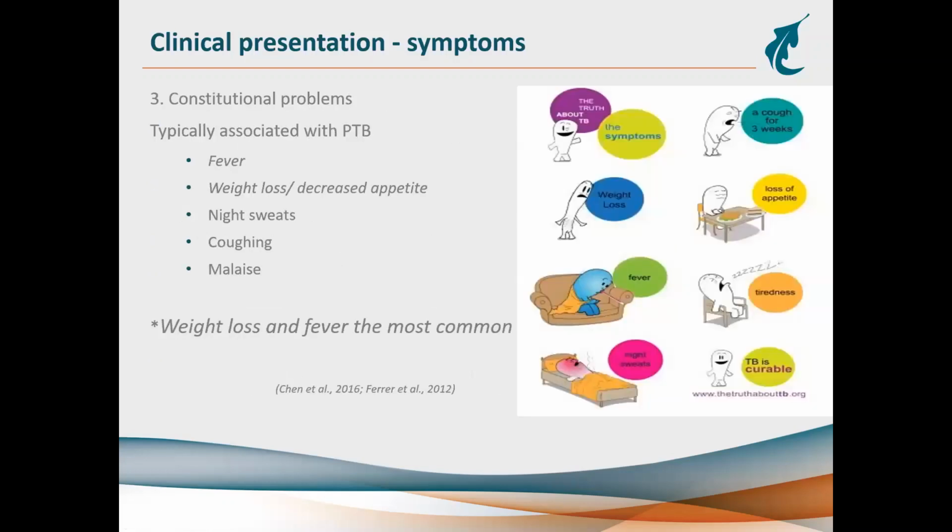And then lastly, the symptoms that the patient might experience are constitutional symptoms. So your usual pulmonary TB symptoms such as fever and weight loss, but those were the 2 most common ones found in the spinal TB, but there might be some night sweats, coughing, and general malaise.